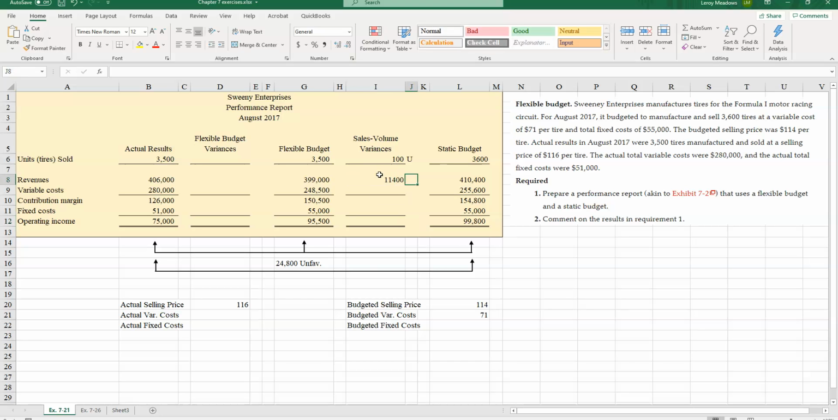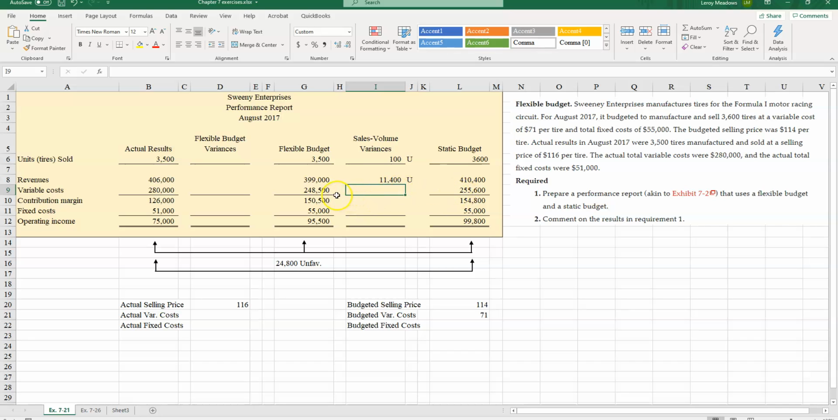Now, is that a favorable variance or an unfavorable variance? Well, because we're just looking at these one individual line items, all else being equal, a reduced amount of revenue is going to lead to a reduced amount of operating income. So I'm going to classify that as an unfavorable variance. And let me go ahead and format this column real quick. There we go.